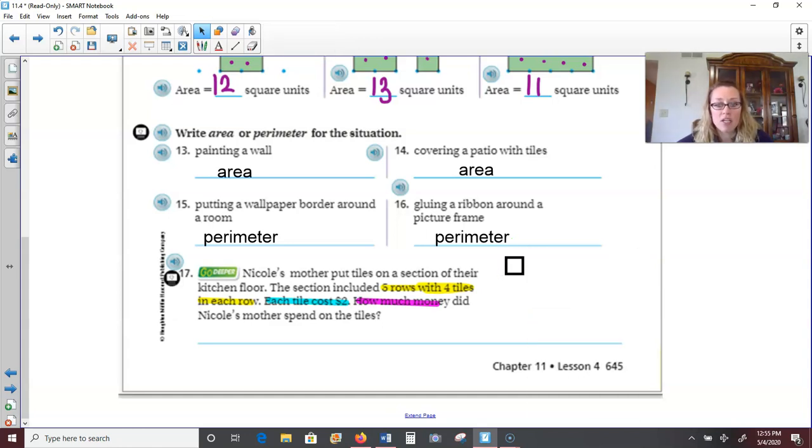So the section had 5 rows and there were 4 tiles in each. Let's make this come to life so we can visualize this better. So 4 tiles in each row and there's 5 rows. Let me see if I can group this together. I think it's only going to copy 3. It's all right. Bear with me here. I'll add some more. So that would be 2 rows of 4. We need to have 5.